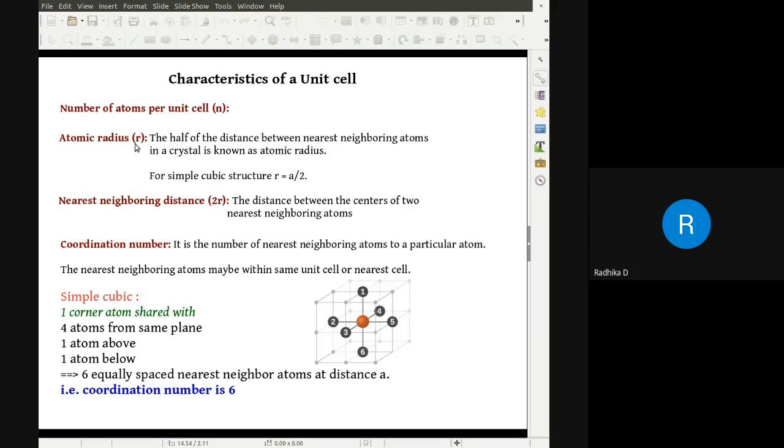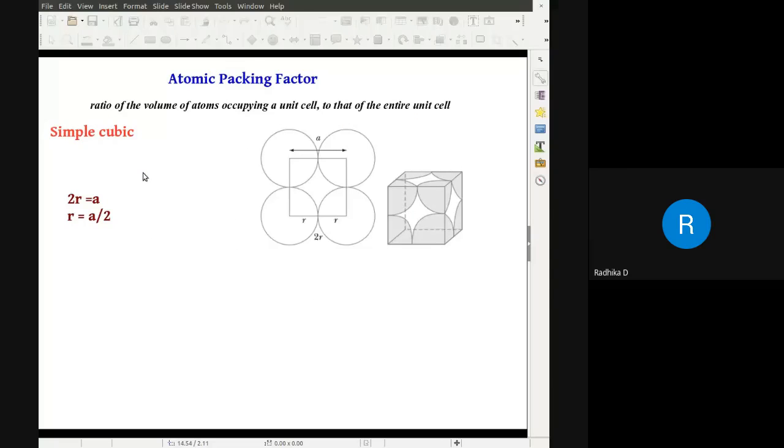Next is atomic radius. Why does this concept of radius come into the picture? Say, for example, I consider this orange atom which I have put here. It looks like a sphere. In 2 dimensions it is a circle, but in 3 dimensions it is a sphere. Because of that, a sphere obviously has a radius, which means an atom also has a radius. But there is one more definition for that, instead of saying it's just the radius of the atom. For that, I need to come to this sphere.